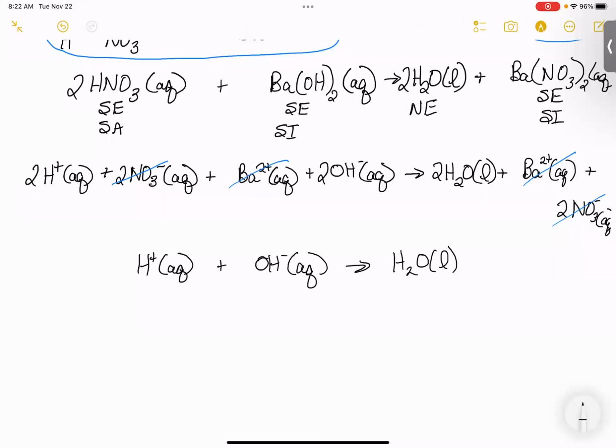The net ionic for any strong acid, and I emphasize the strong acid piece, and a base in a neutralization reaction is H+ and OH- goes to form water. Now, technically, I could write it as 2, 2, and 2, but either one would be sufficient.